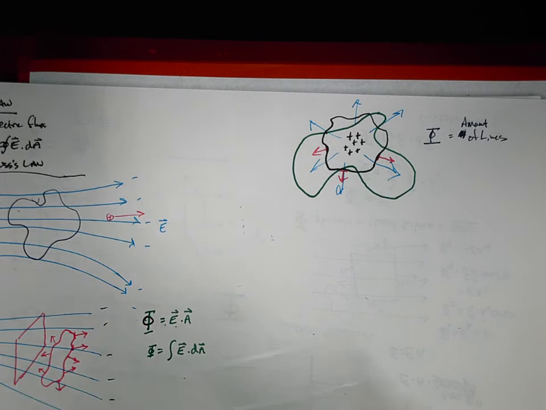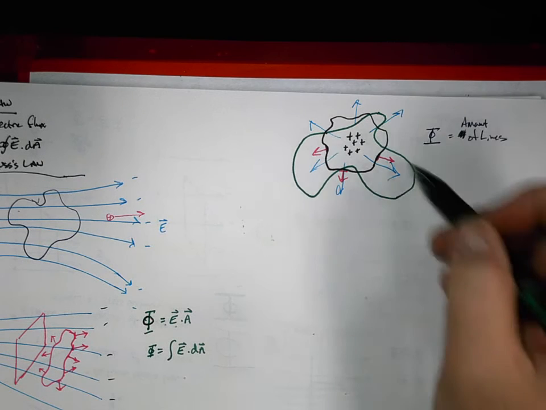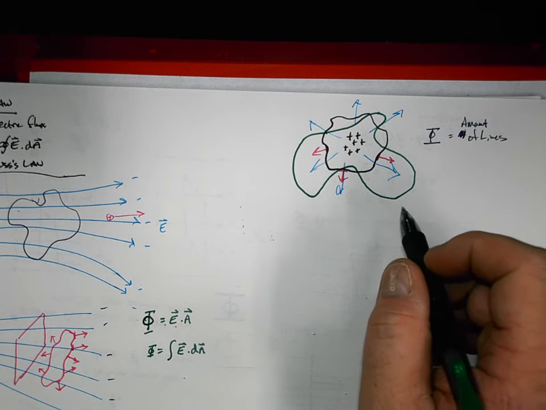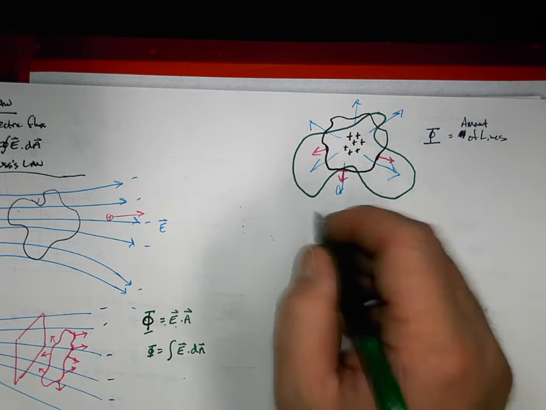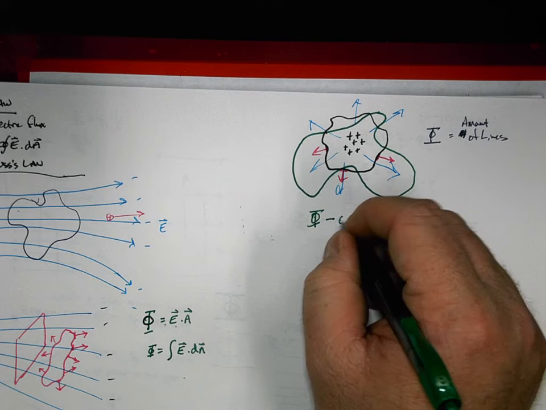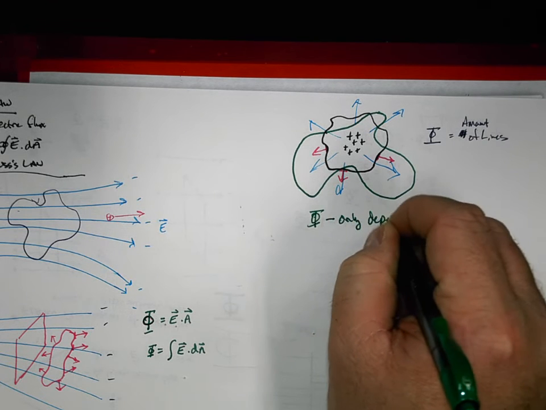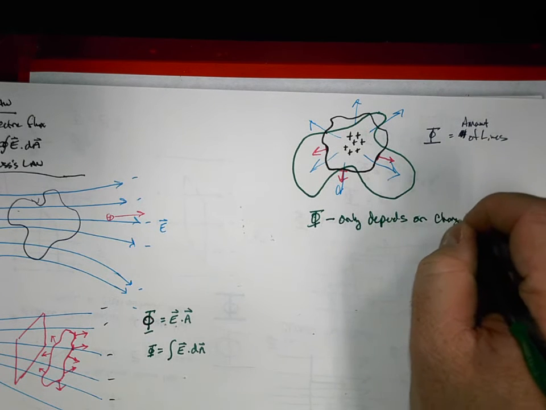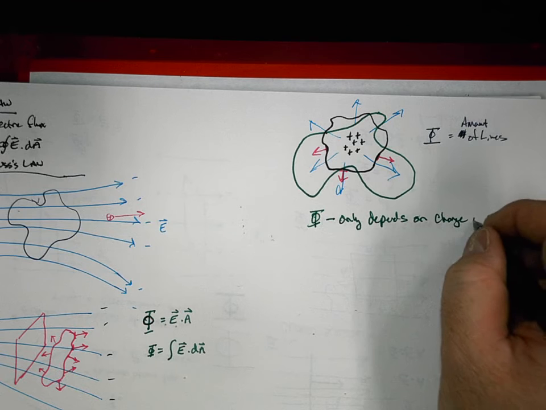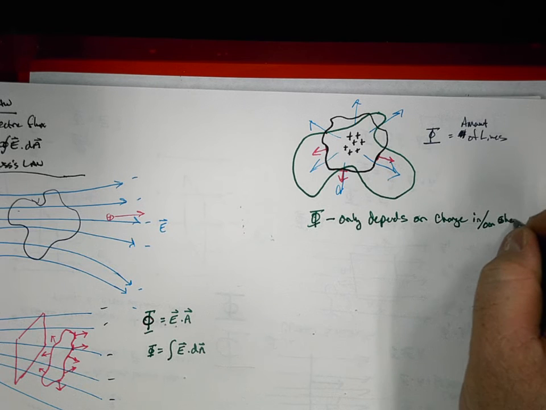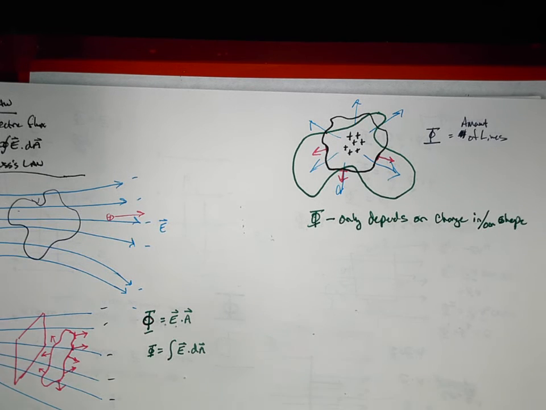The density might be different at various places around the object, but the flux does not change. So we've discovered that the flux only depends on the charge inside, not on the shape. That's our idea with flux here.